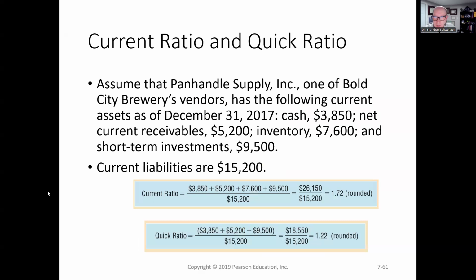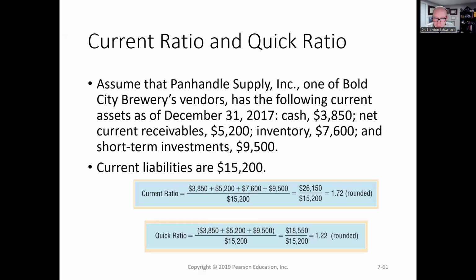Here we have the example of that from our company. So current ratio, current assets divided by current liabilities. In this case, we have 1.72, pretty good. Yeah, and anything really above 1 is considered okay. Anything above 1.25, 1.5 is considered to be pretty good.